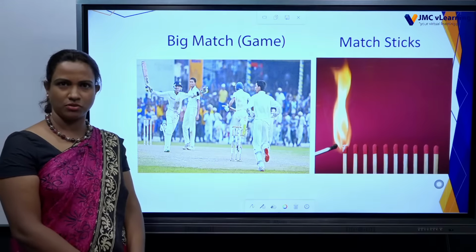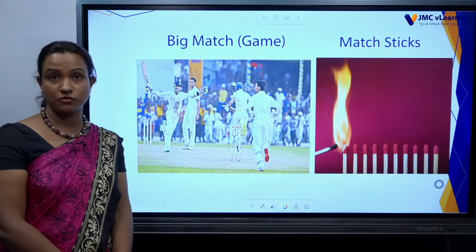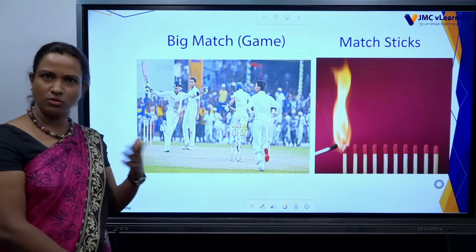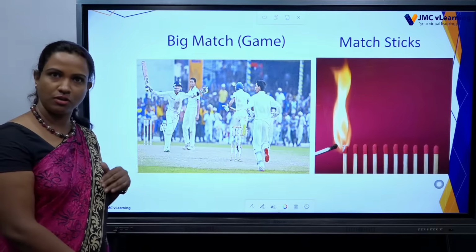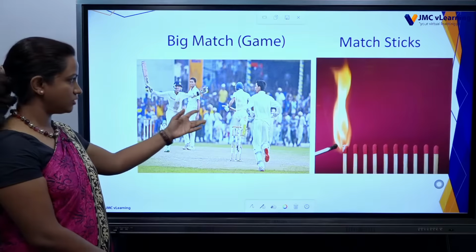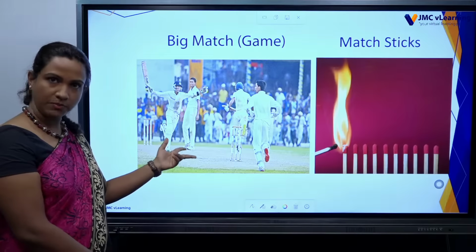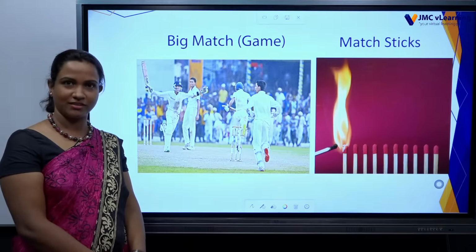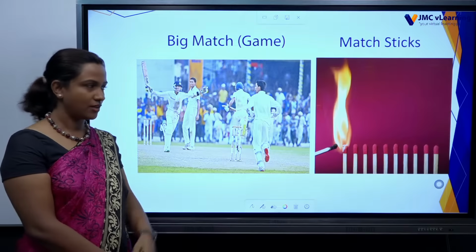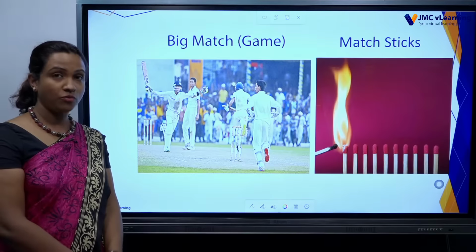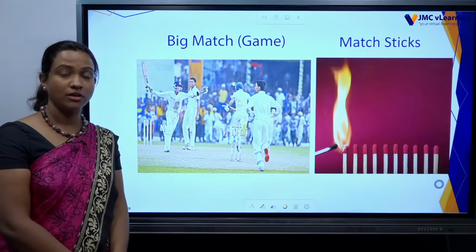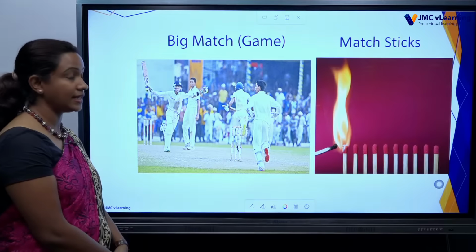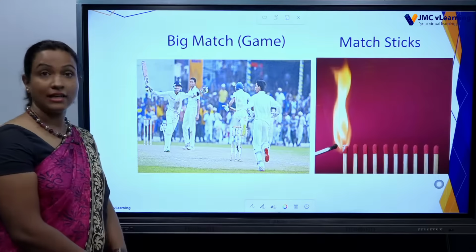What does the matchstick do? A matchstick ignites a fire; it causes a fire. So, can you guess a relationship between these 2 pictures? 2 players, 2 teams, ignites a fire, causes a fire. What do you think? It's kind of a conflict, right? So, in this poem, the poetess is trying to convey a message relevant to a conflict which happened in 1983. Let's move on to the next slide.